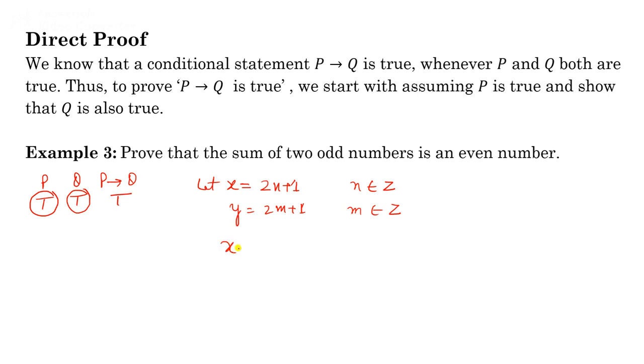Now find the sum of these two numbers, x plus y. So you will get 2n plus 2m plus 2, and you can write it as 2 times n plus m plus 1, which is an even number. So we have started by assuming that the condition is true and we have proved that the conclusion is also true. So this method is known as direct proof.